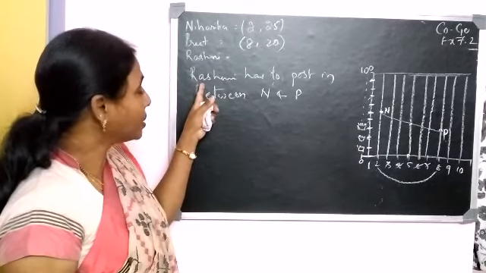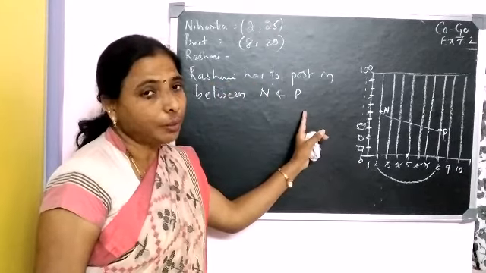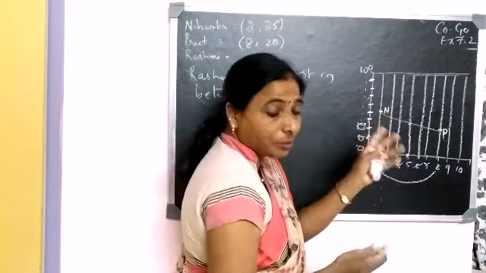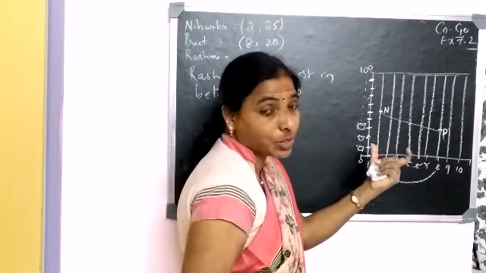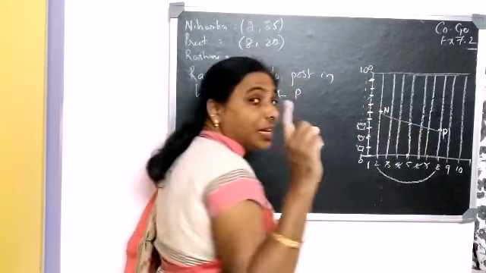Now, what is the next question? Rashmi has to post it in between Niharika and Preet. That means in between these two we have to post it, but at what point she has to post it? She is on the 5th line, okay, but at what distance she has to post it?